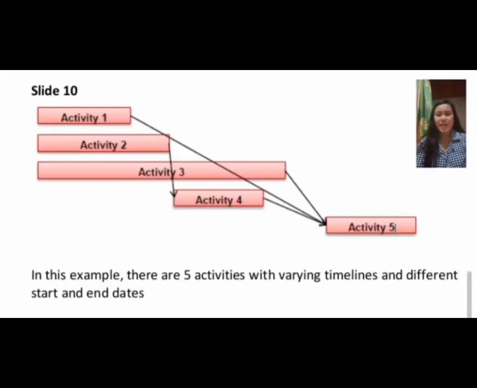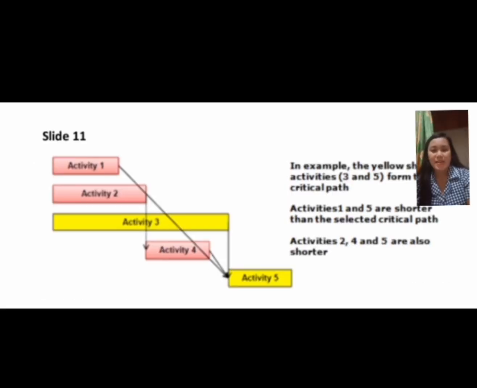Slide 10. In the example where there are 5 activities with varying timelines and different start and end dates, a Gantt chart would visually display each of these activities as horizontal bars of different lengths. The length of each bar represents the duration of the activity, while its position in the chart indicates the start and end dates. This chart helps us better understand the sequence of activities, allocate resources efficiently, and adjust plans as needed.